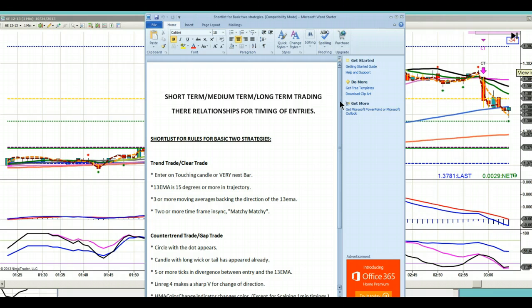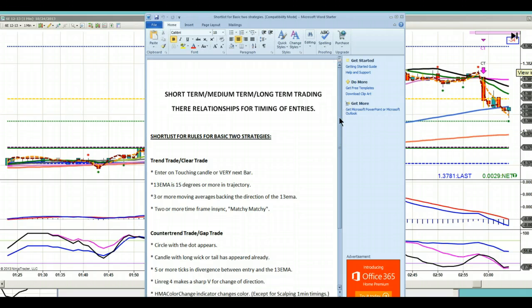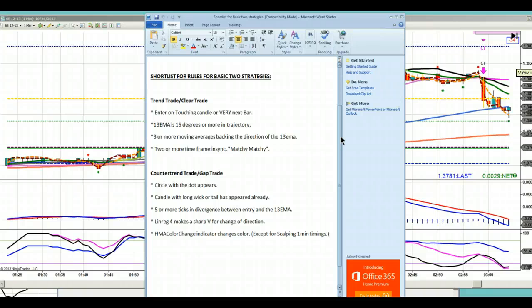All right, so let's get going with a clear trade. Now, as I said before, I created this document just to give you the short list of the long list of rules. Remember, there are extra rules that you can follow for the basic strategies, but let's just cover the core meat and potatoes really quickly, and then we're going to do this in real time.